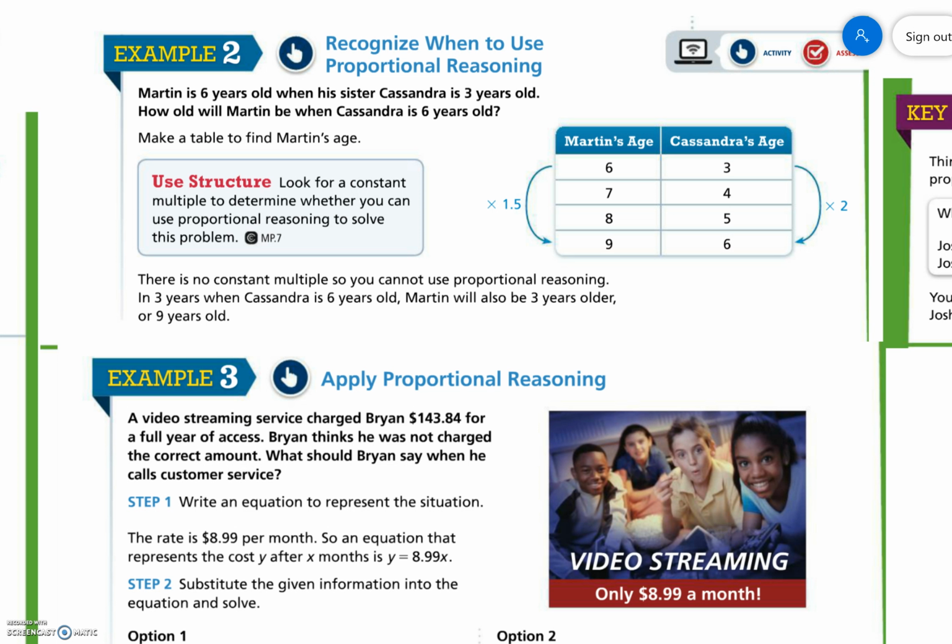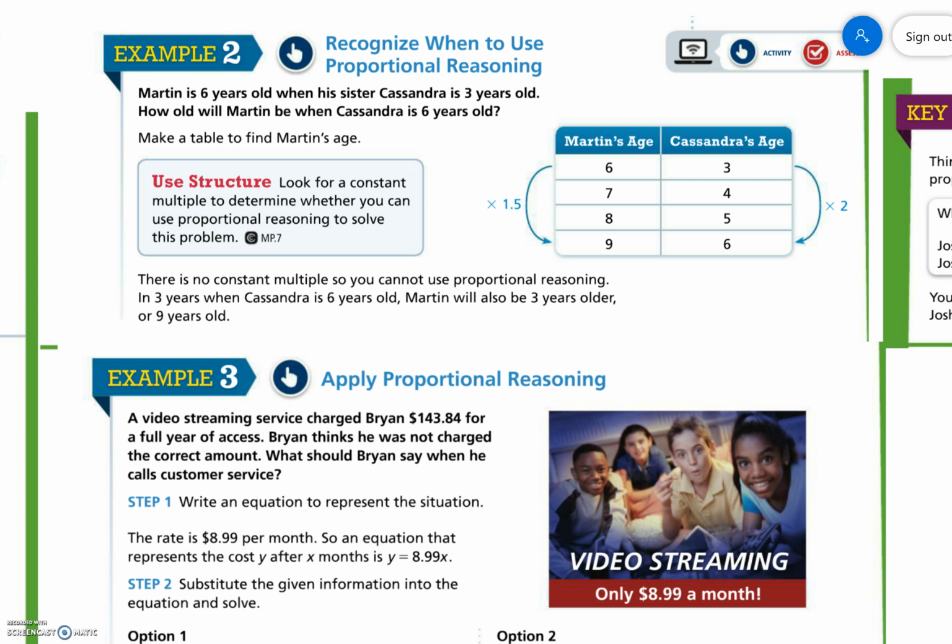So if Martin starts at 6, the next year it'll be 7, 8, 9. If Cassandra starts at 3, when Martin is 7, she'll be 4. When Martin is 8, she'll be 5. When Martin is 9, Cassandra will be 6.